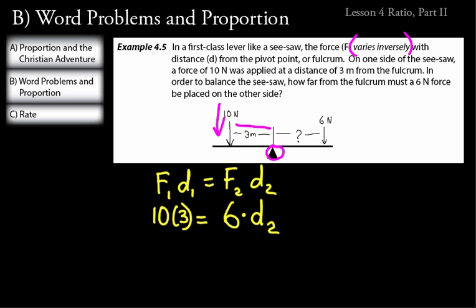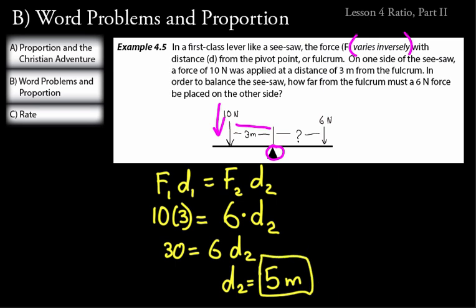6 times d2. So we have 30 is equal to 6 d2. So we can divide both sides by 6 here, or we can just think, well, 6 times 5 is 30, so d2 is equal to 5 m for meters. So there's our answer right there. How far from the fulcrum must a 6 Newton force be placed on the other side to balance it?